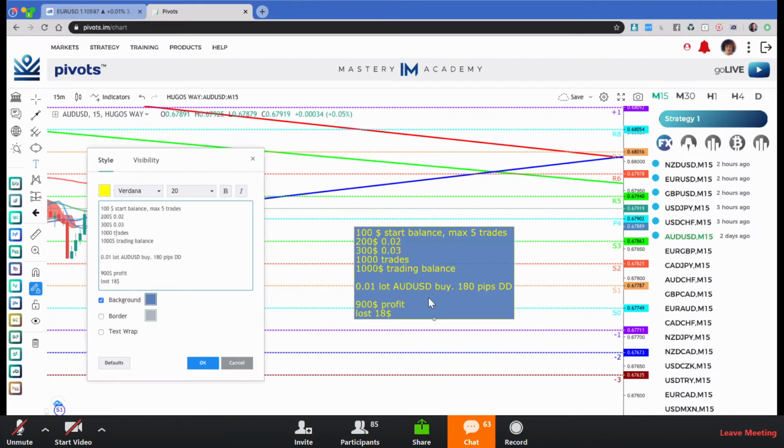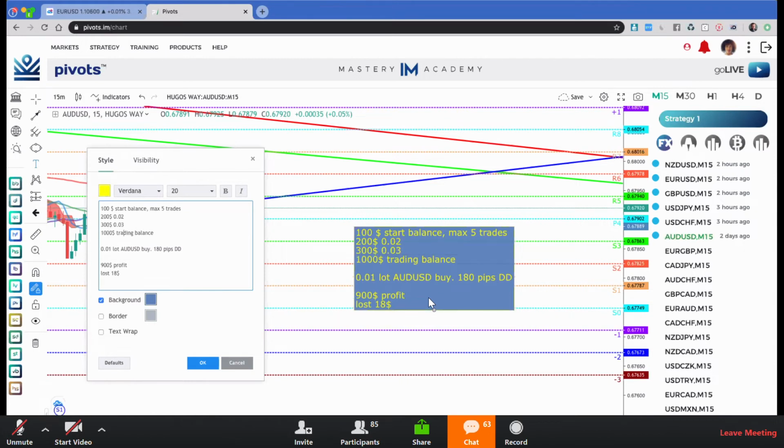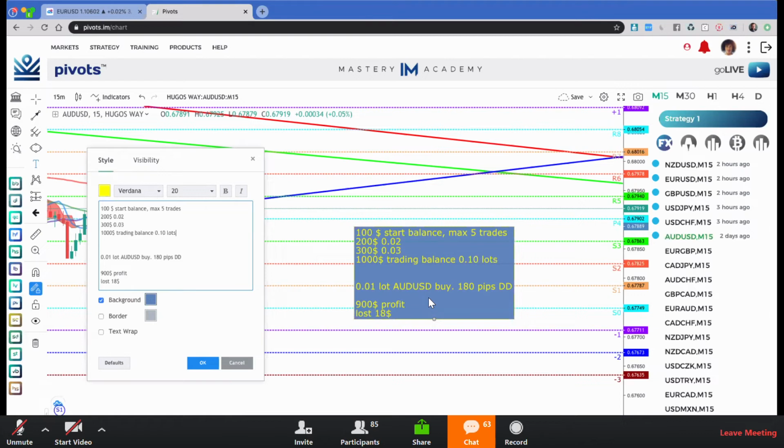You go to $300, you start to use 0.03. You just keep going. At the end, you have a $1,000 balance, and when you have a $1,000 balance, we are using 0.10 lots. You do 18 pips, you make $18, and you close that trade. That's what you do.